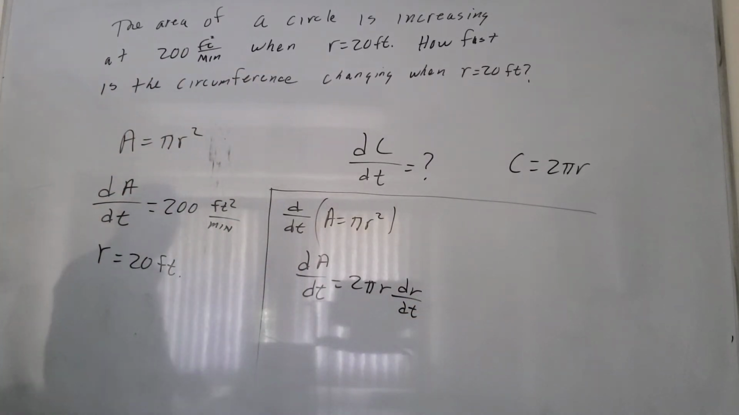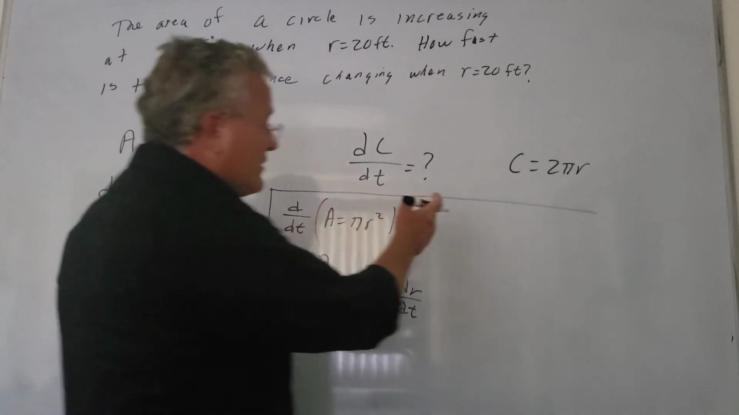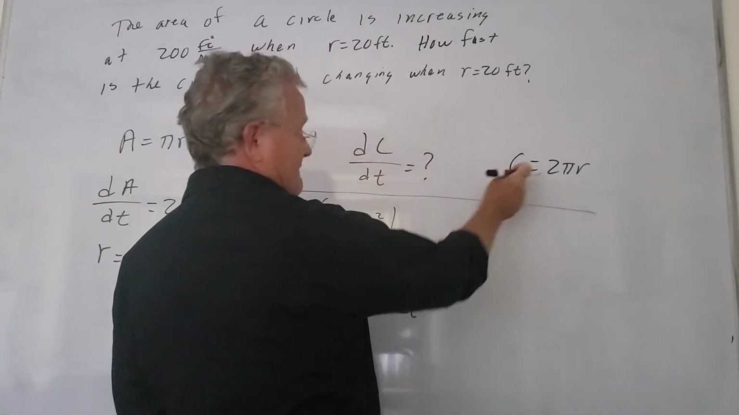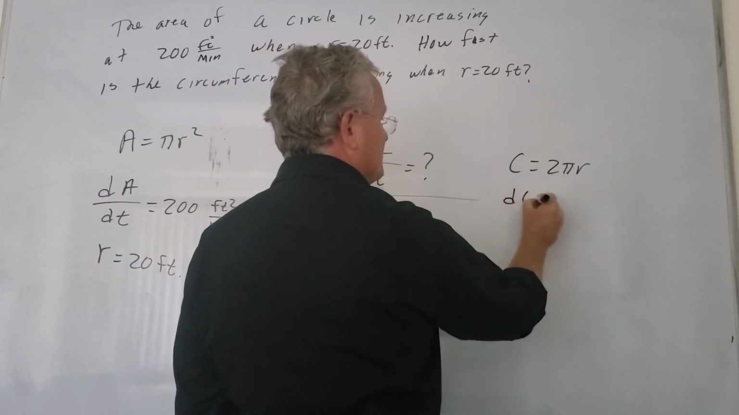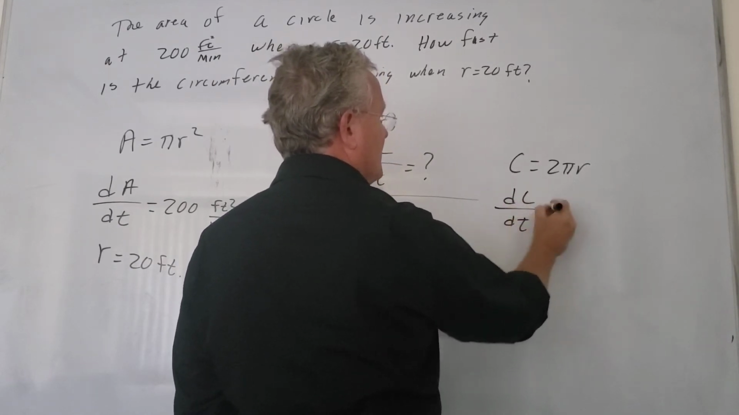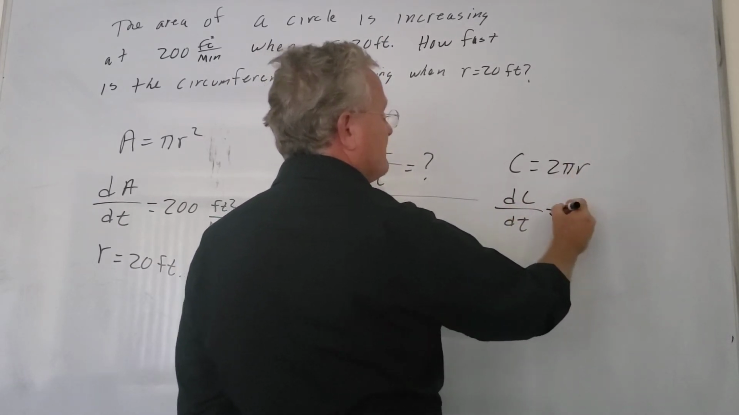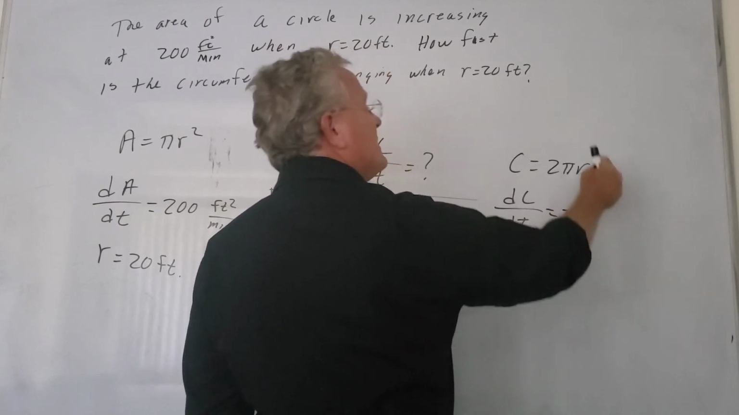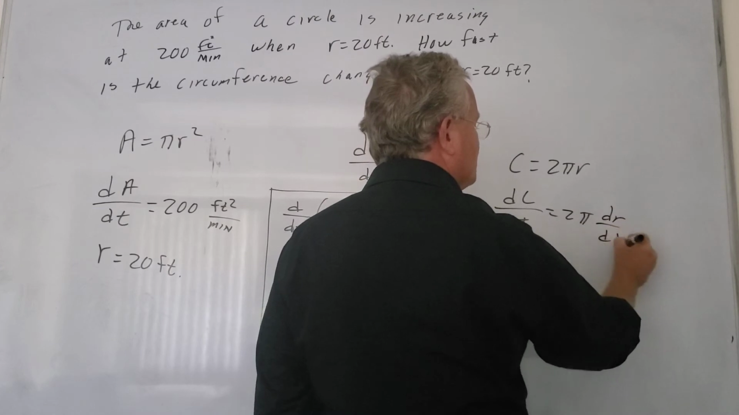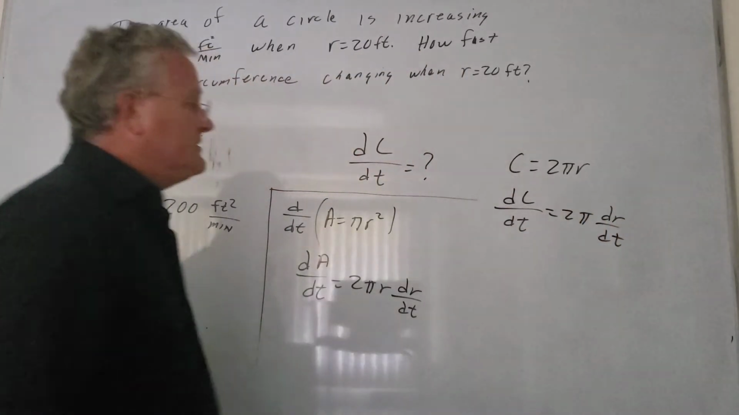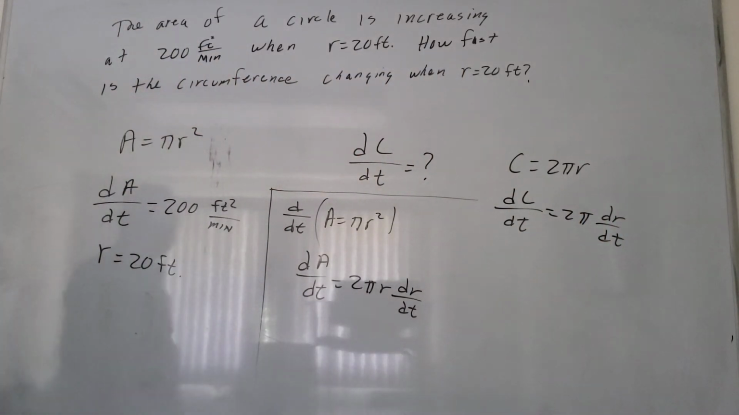Now let's plug in what we need. So notice over here, this is what we're trying to find: the time derivative of this. If I take the time derivative of this, what do we get? Well, the time derivative is 2 pi times the derivative of r, but the derivative of r is dr/dt. So the only thing we need to know here is what is dr/dt.